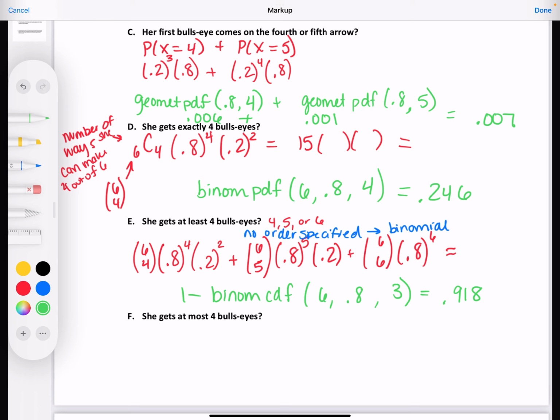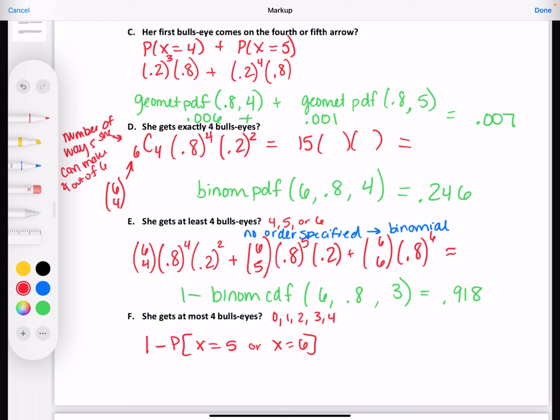All right, and then the last one for this problem, she gets at most 4 bullseyes. So that means she gets 0, 1, 2, 3, or 4. But she doesn't get more than that. So we have a couple options. By hand, we can do 1 minus the probability that she gets x equal to 5 or x equal to 6 and add them together. Could we just subtract 1 from the answer we got? No.